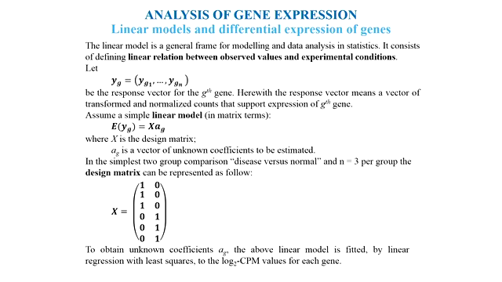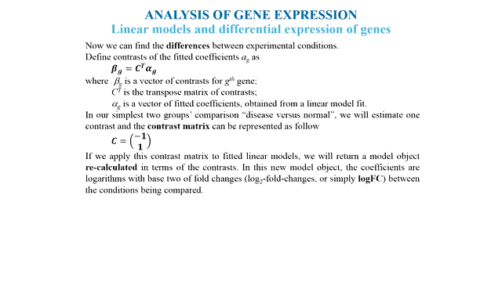where X is a design matrix and αj is a vector of unknown coefficients to be estimated. In the simplest two-group comparison, disease versus normal, and n equal to 3 per group, the design matrix can be represented as shown in the slide. You may see the very simple design matrix. To obtain unknown coefficients αj, the above linear model is fitted by linear regression with least squares to the log2 CPM values for each gene.